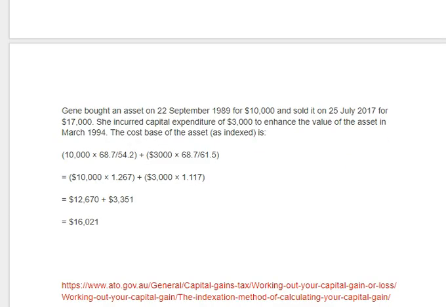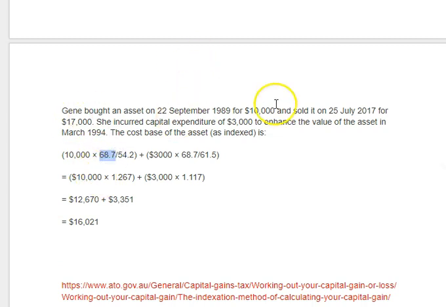So let's look at this example. Jean bought an asset on the 22nd of September 1989. So the first thing to note, I would circle that and say that is post CGT. We're going to do the calculation. If it was 1980, 1982, it will be pre-CGT. We wouldn't even worry about it. The asset's been sold on the 25th of July 2017. That's after 1999, okay? So we're going to use the indexation factor of 68.7.